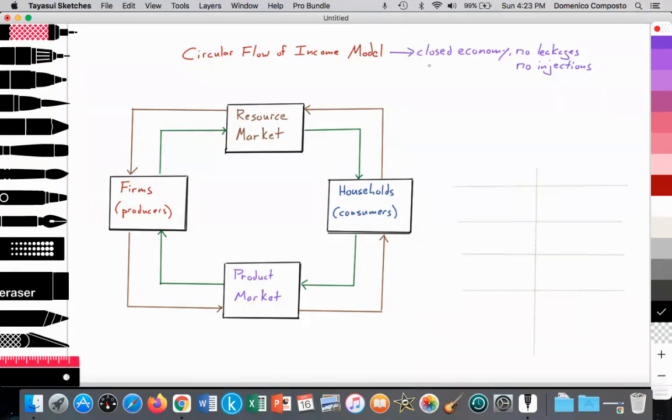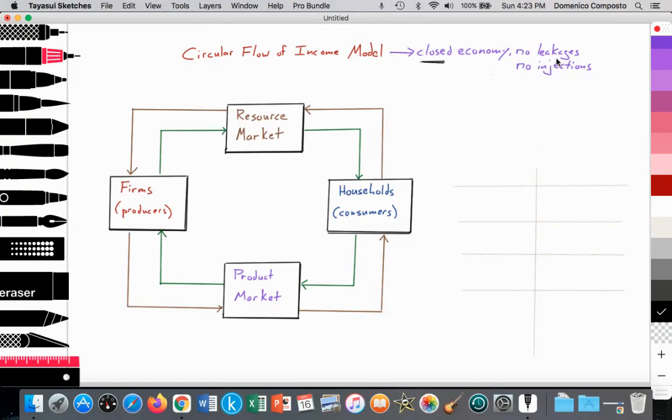And one of the main assumptions is that we're going to assume that it is a closed economy, meaning that this economy is not engaging in trade with another nation, effectively not engaged in the global economy. It is an isolated nation. The closest real-world example may be North Korea.